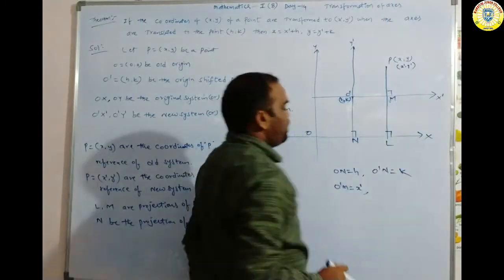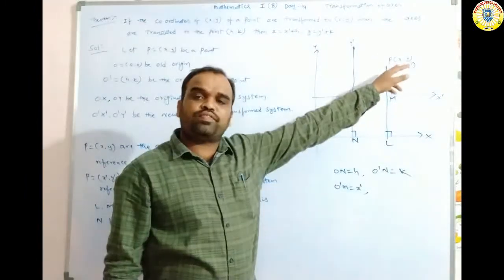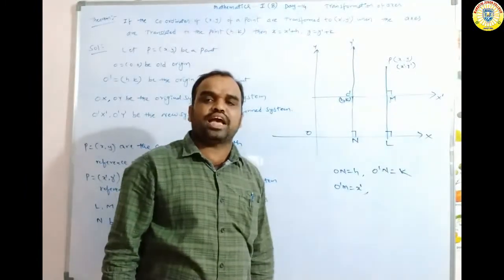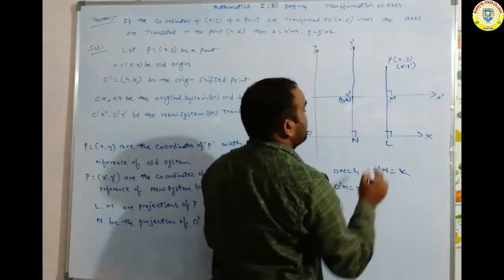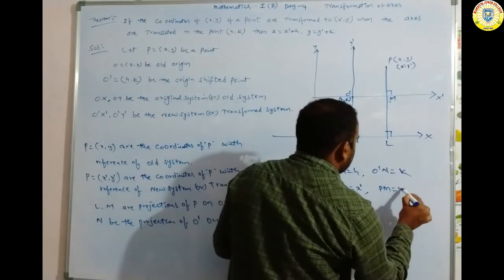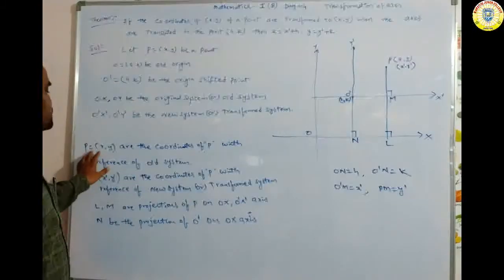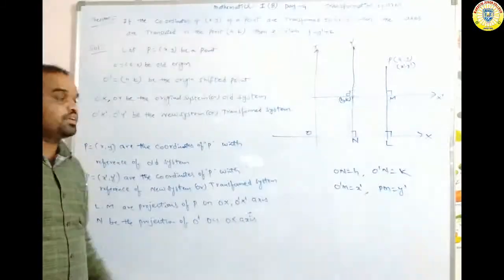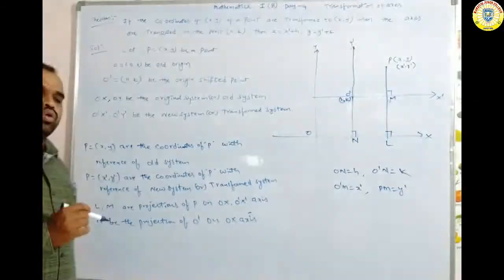Next, the y coordinate is the perpendicular distance from the point P to the x axis. The new y coordinate is y dash, so PM is equal to y dash. Already we have the coordinates of P as x comma y. Now we are finding the relation between the new system and the old system.